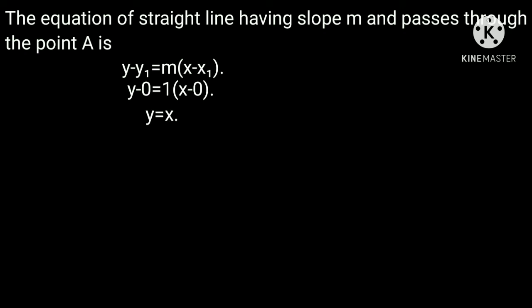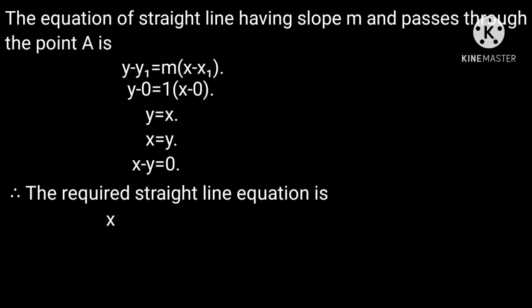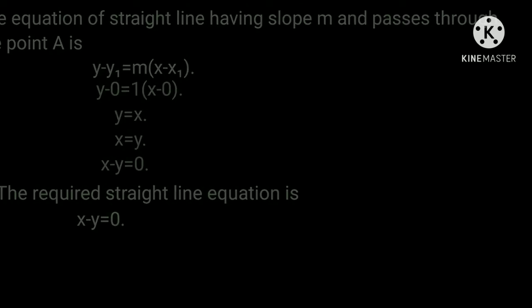From this, x equal to y. Taking all terms to one side, x minus y equal to 0. This is the required straight line equation of the first problem. Therefore, the required straight line equation is x minus y equal to 0.